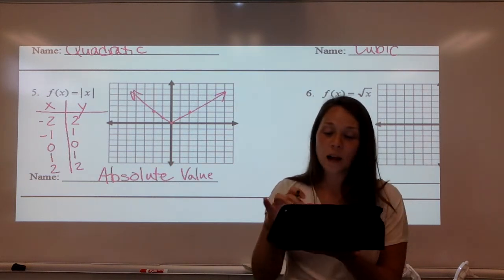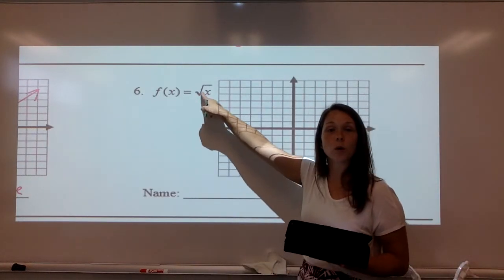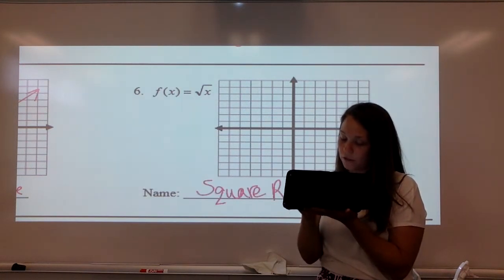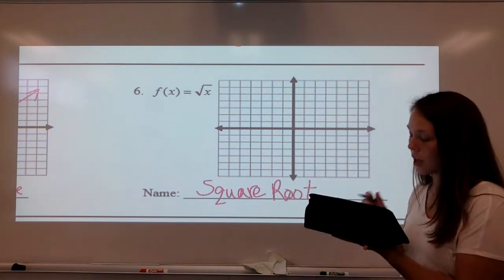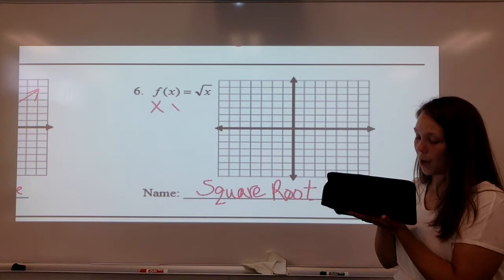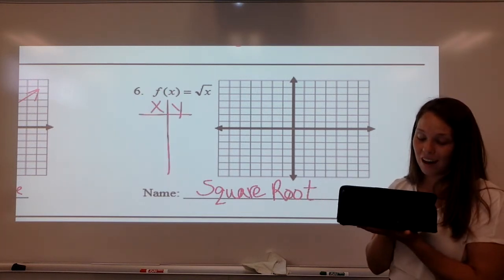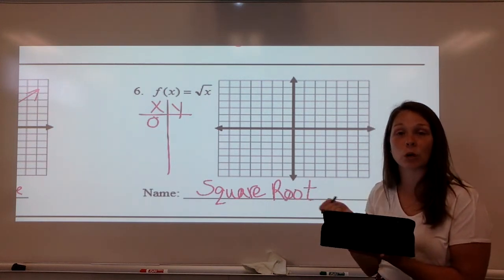All right, last parent function we're going to talk about in this lesson is f of x equals square root of x, and this is the square root function. You could maybe call it the radical function as well, but square root is usually a little bit easier to remember. Now, this is the only one I don't use negative 2 and negative 1 on because you cannot take the square root of a negative number and have it be a real number.